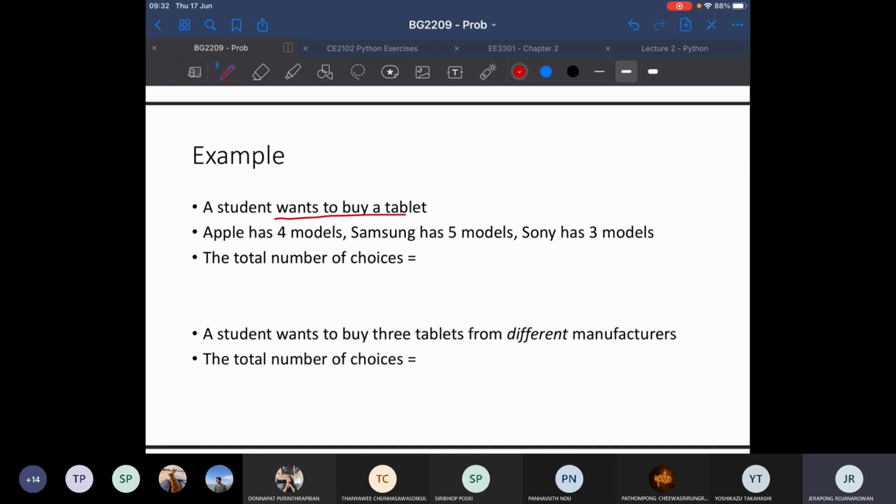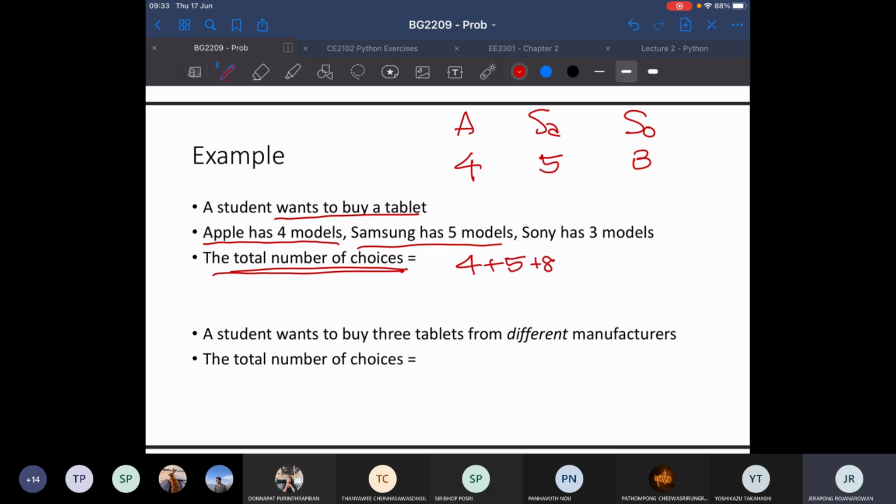A student wants to buy a tablet. So you go to 3 stores. Apple has 4 models. Samsung has 5. Sony has 3. How many choices do you have? It's gonna be 4 plus 5 plus 3, right? So this one is what? 12. Okay. I would like you to do this one.